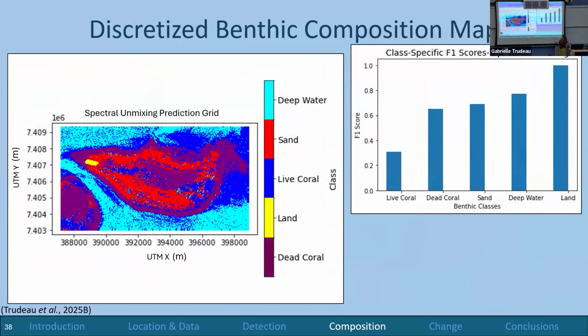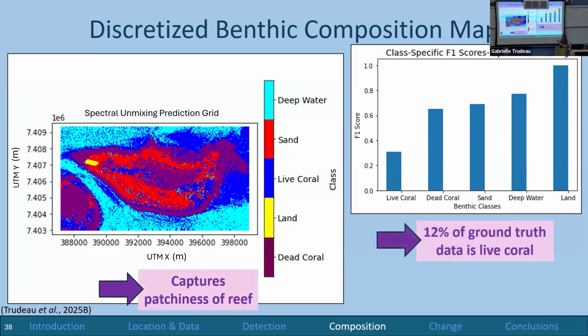But if you'll draw your eyes to the left picture, the plot itself, we can see there's actually a lot of live coral being presented. And so we know that this method is actually capturing the patchiness of the reef, despite the fact that we have a lower F1 score. And the lower F1 score is because we only have about 12% of the ground truth data representing this live coral classification. But we're going to retain this discretized map for use later down the line. So just keep that in your brain.